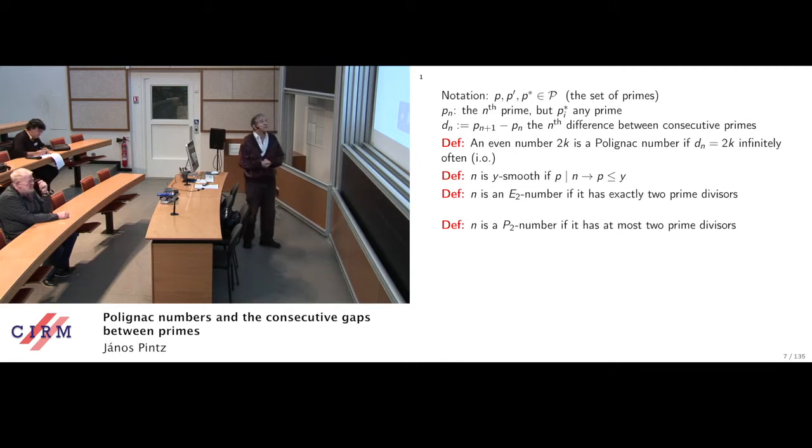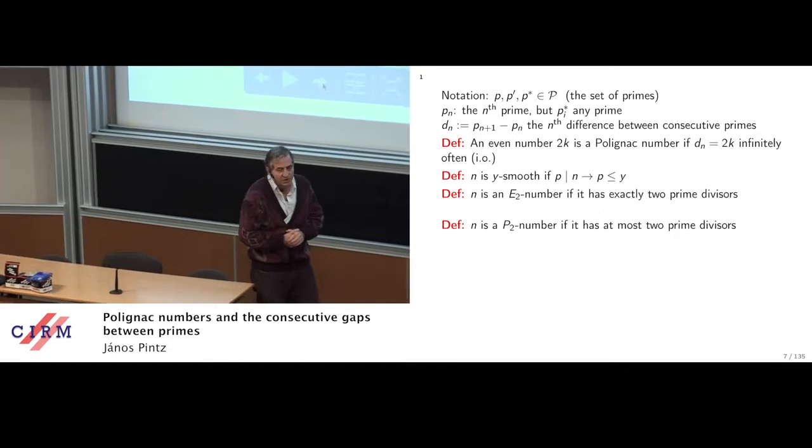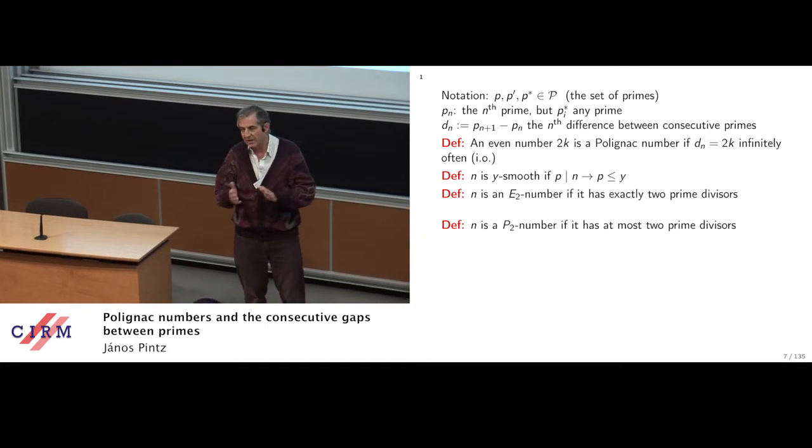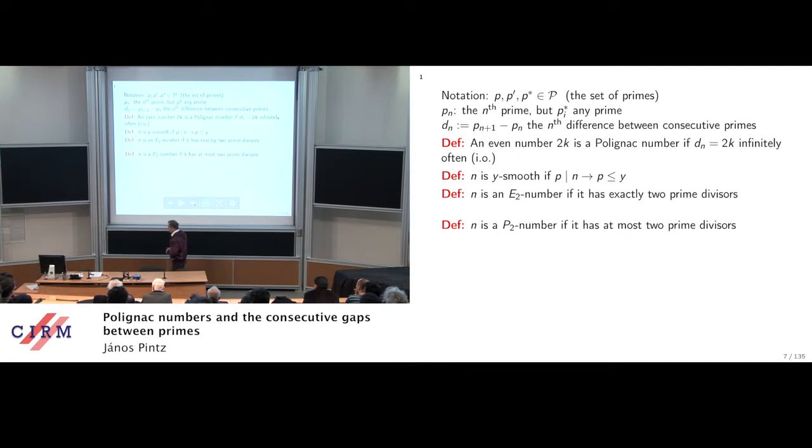We will also use the notion smooth or friable. A number is y-smooth if all its prime factors are below y. And we call n an E2 number or semi-prime if it has exactly 2 prime divisors. This has to be distinguished from the older and more common notation P2, which means that the number has at most 2 prime divisors, different or equal, it doesn't matter.